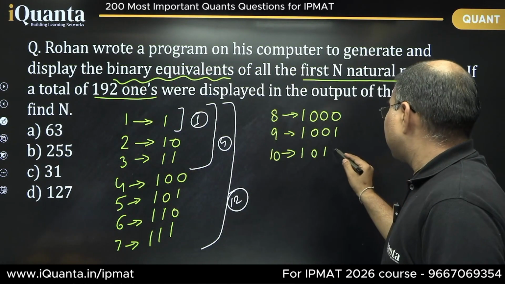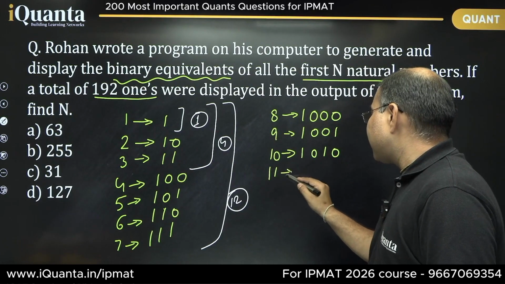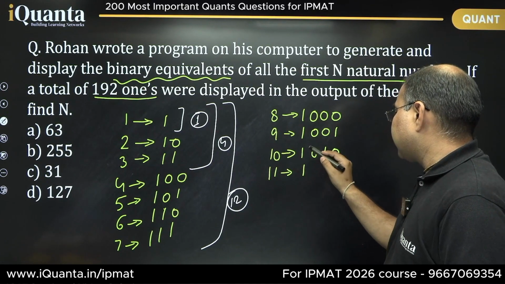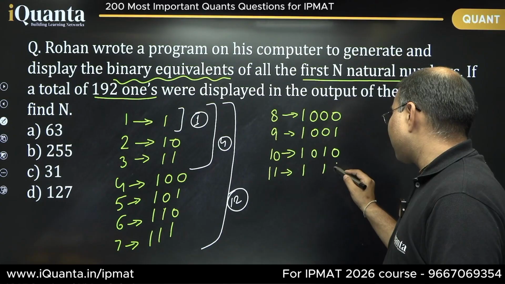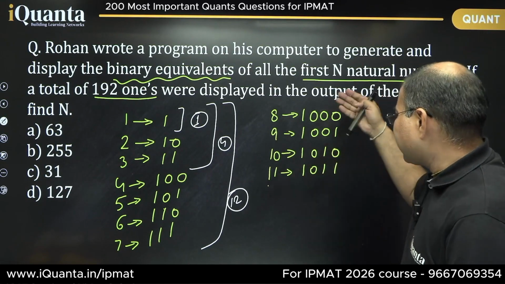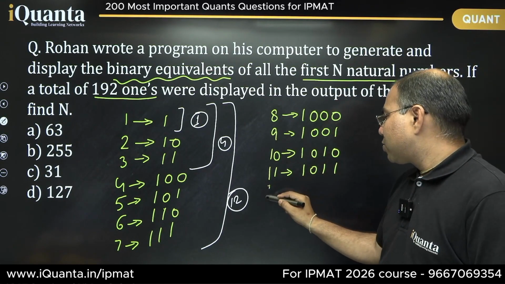Okay, so moving further, what about 11? It is going to be one group of 8 and 2, 10 and 1, 11. It's 1, 0, 1, 1. And you can see the pattern, increasing pattern as well. So the next number would be 12.